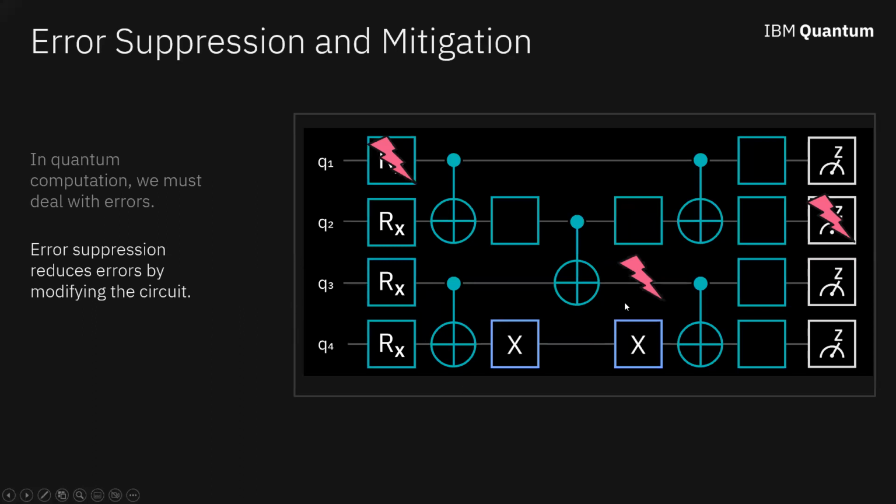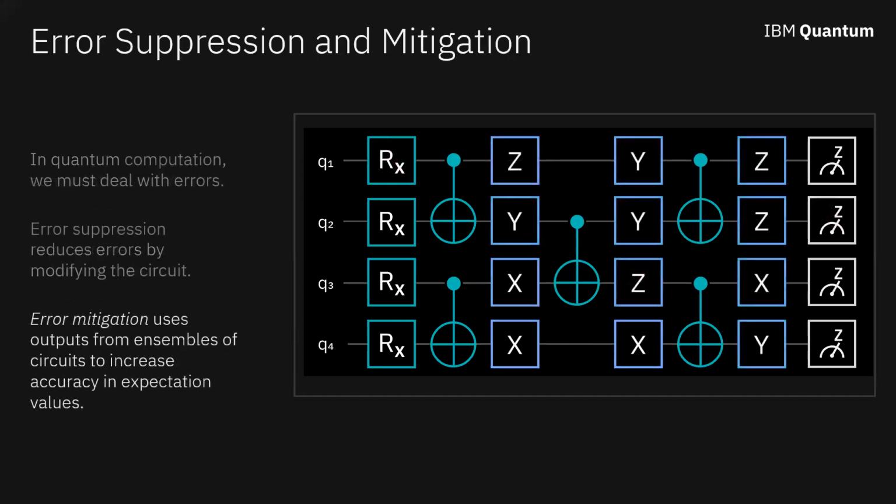part of the circuit. So basically, during the measurements, we found that when we add those two X gates, the system is reducing the number of errors. Another one is error mitigation.